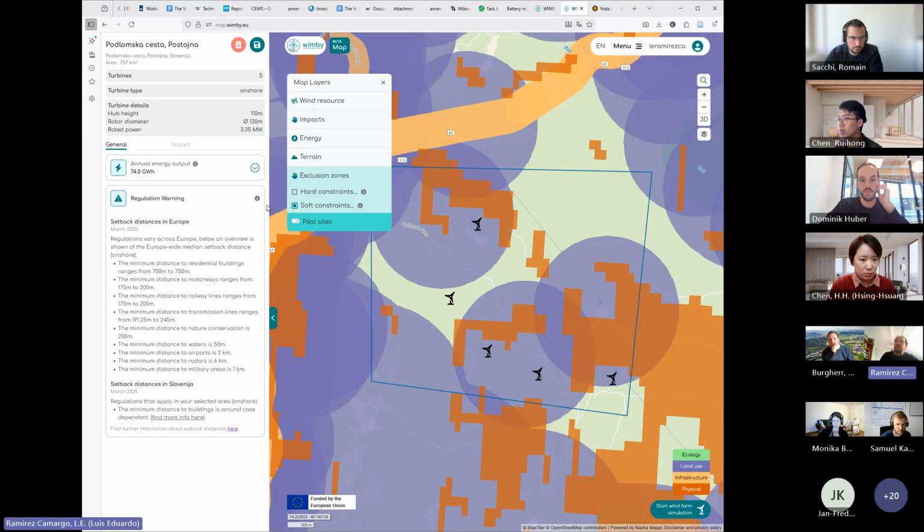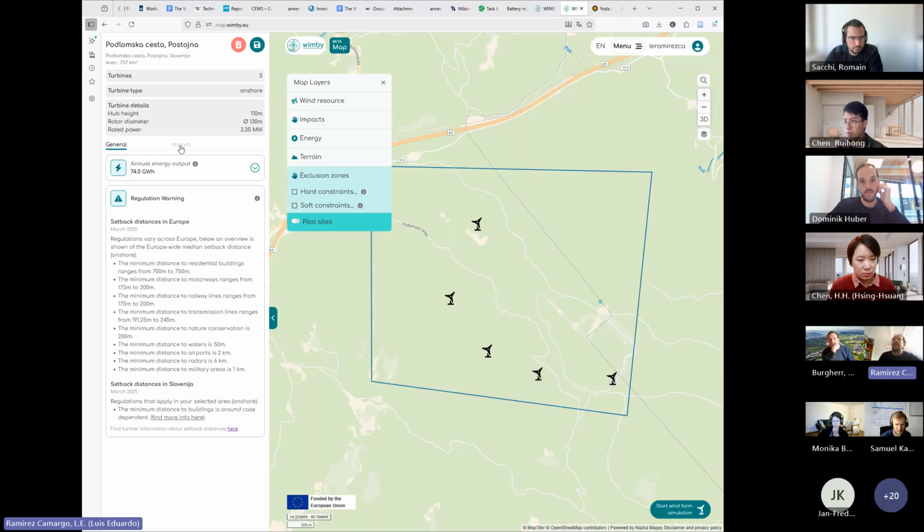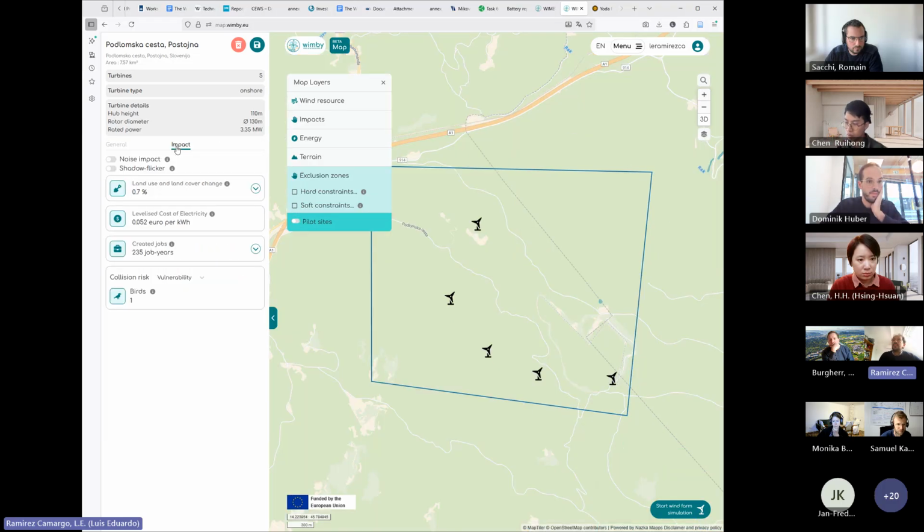And then you will see that, based on regulation, only one of these 5 wind turbines that will be optimal could be located at the moment. But more to discuss on that maybe later, so I will deactivate the soft constraints again. And I'm going to go to the impacts that we were calculating.